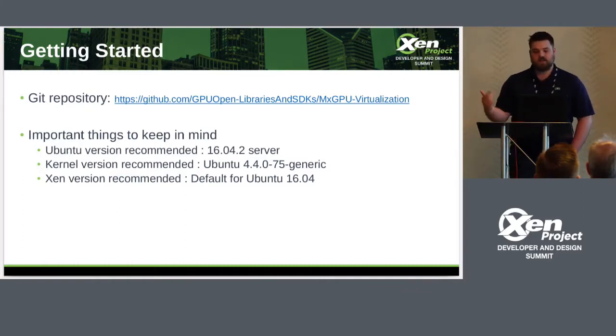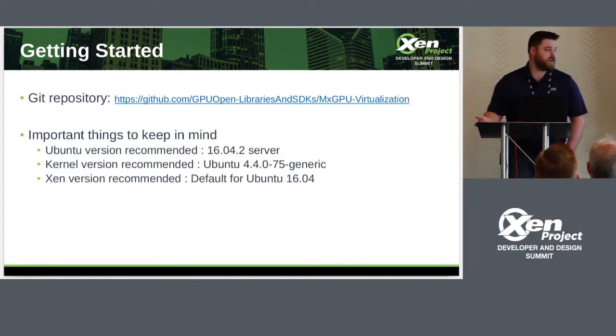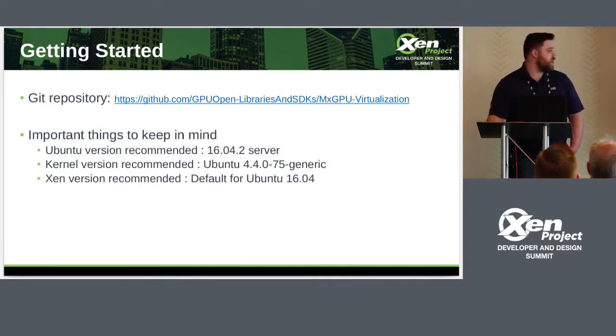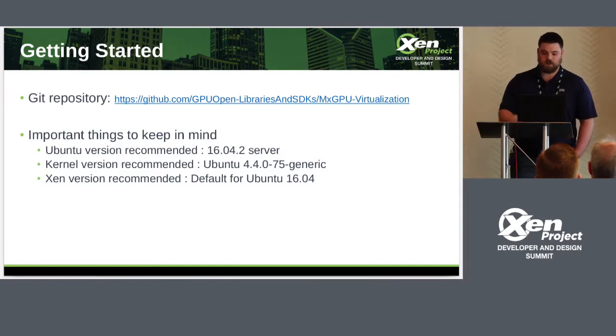So first off, this is the Git repository for everything MxGPU. This is set up with AMD. And this contains the GIM driver, which is their Linux kernel driver. It also contains documentation on how to set everything up, and they have kernel patches as well. That's all contained there. The biggest thing in the README that I wanted to point out was that the expected Ubuntu version is 16.04. And with that, the kernel version is 4.4, all being fairly old, and they recommend the default Zen packages for that distribution as well, which turned out to be fairly old.